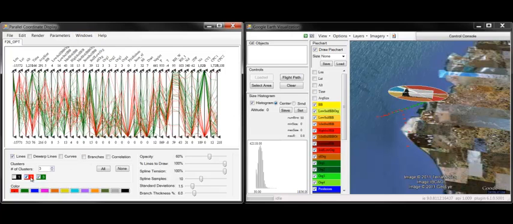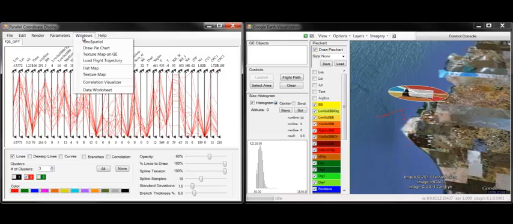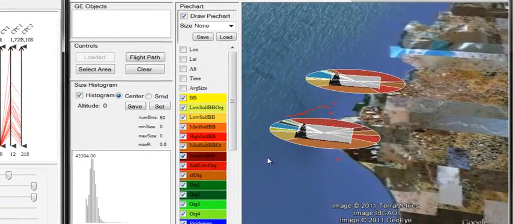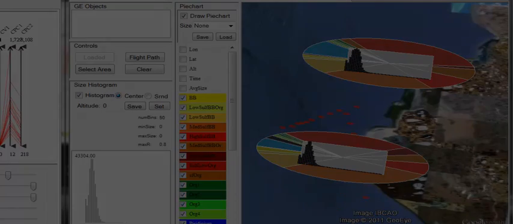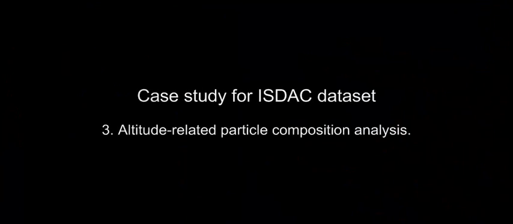Next, the analyst visualizes each cluster using a glyph. We find that the two pie charts are virtually identical, meaning that the particle compositions at the two locations are very similar. This was a significant scientific discovery.